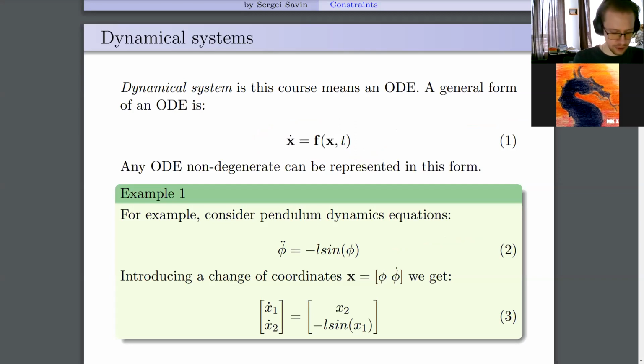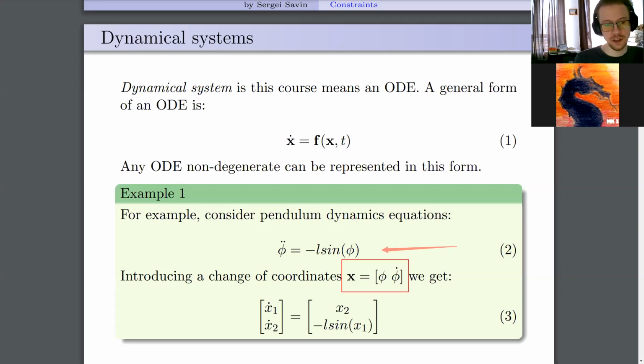So let me try to argue that using an example. Example number one: we consider this dynamics, which is the dynamics of a pendulum. Phi double dot in this case is the angular acceleration. Phi is the angle relative to the downward position of the pendulum, so it can move up a little bit. The angle relative to the vertical is phi.